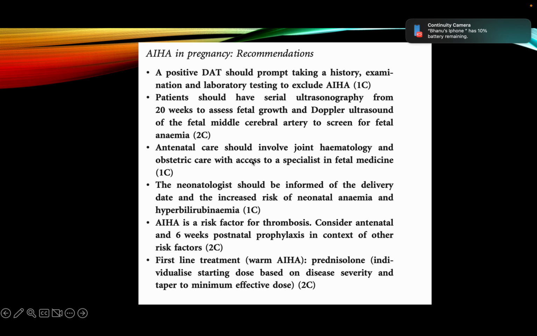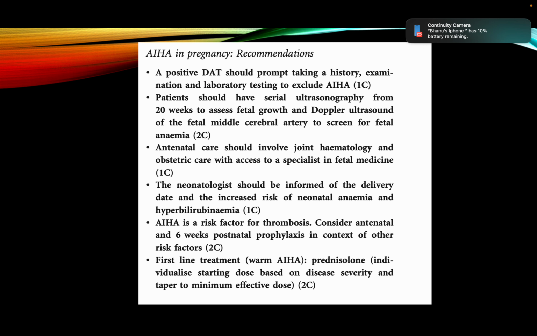Especially in pregnancy, with a positive DAT test, the first thing you can give is prednisolone. In the case of pregnancy, you start them on prednisolone therapy in the first trimester. In the second trimester, if they are still not responding, you can try azathioprine, you can try IVIG, and you can try splenectomy also in the second trimester.